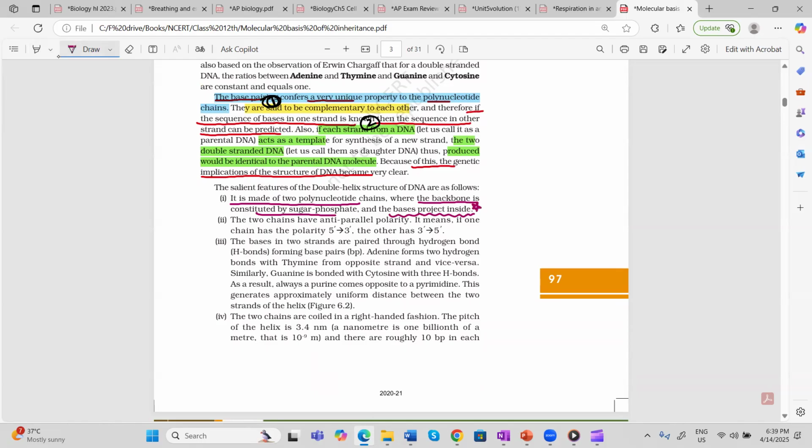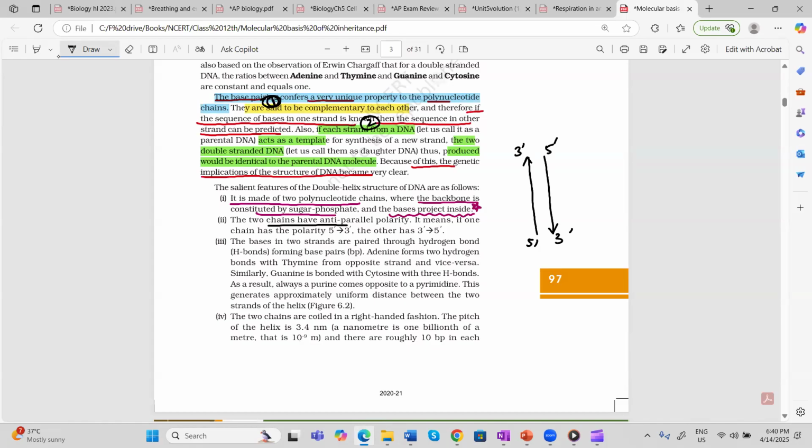The second point is that the two chains are anti-parallel. Anti-parallel means if one strand I write 3 dash to 5 dash, the other strand I write 5 dash to 3 dash. Every time, the arrow should point to 3 dash only, this way. Clear?